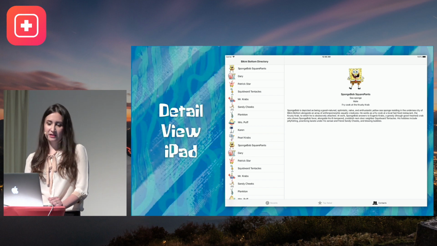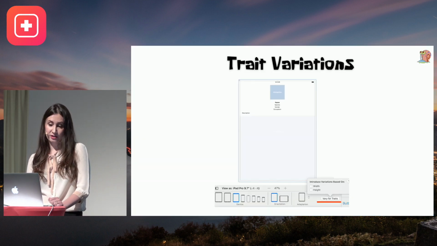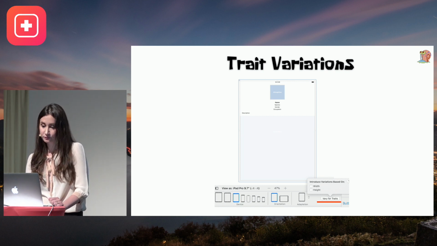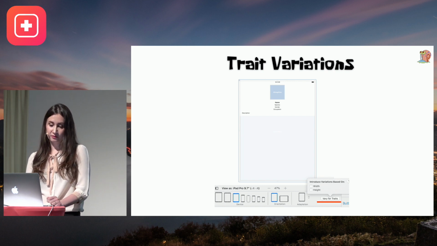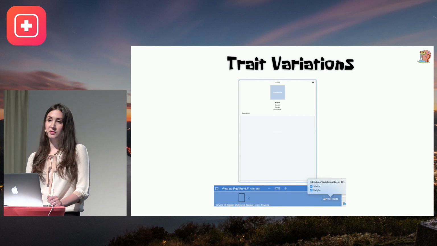But on iPad, I would say this is looking a little bit bare. So let's go back to Xcode and use trait variations in Interface Builder. This is a kind of cool feature. What you can do is select any type of variation. So here I'm selecting regular width and regular height. And for this, I will want to add something new. So I tap on Vary for Traits. This will allow me to select either the width or the height or both. So I'm going to do both.